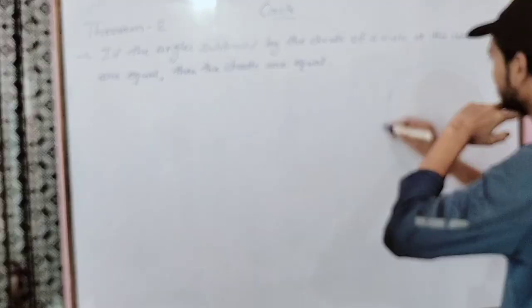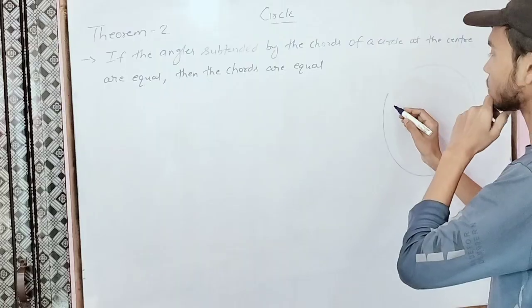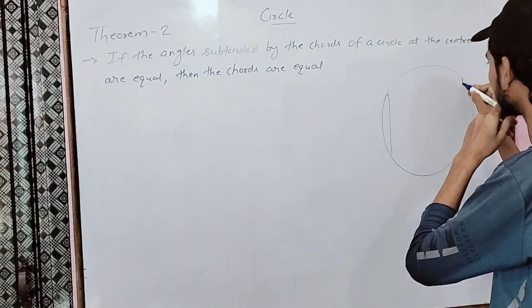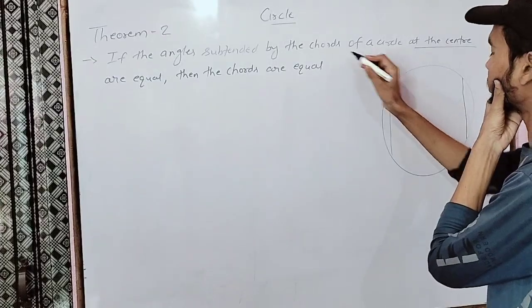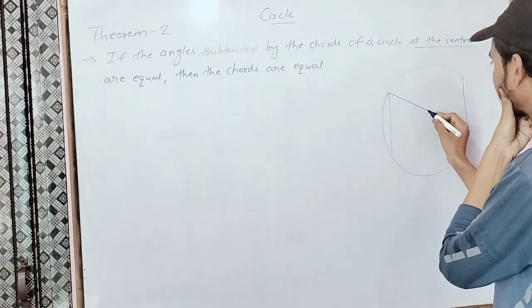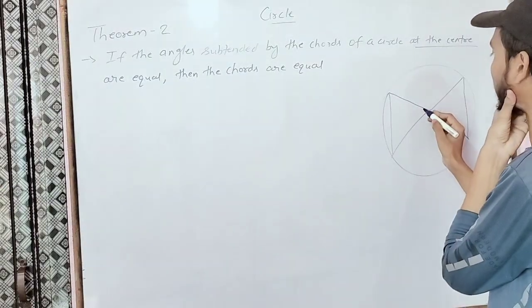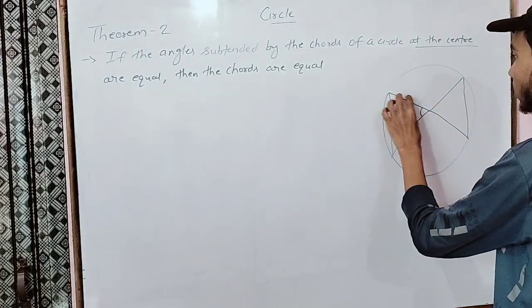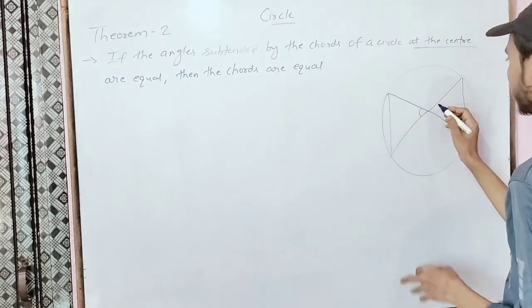For example, here we have two chords. The chord is like that, and the other chord is like that. From the center, this angle will be made when we draw two radii. When we draw two radii, then we will see the angle.